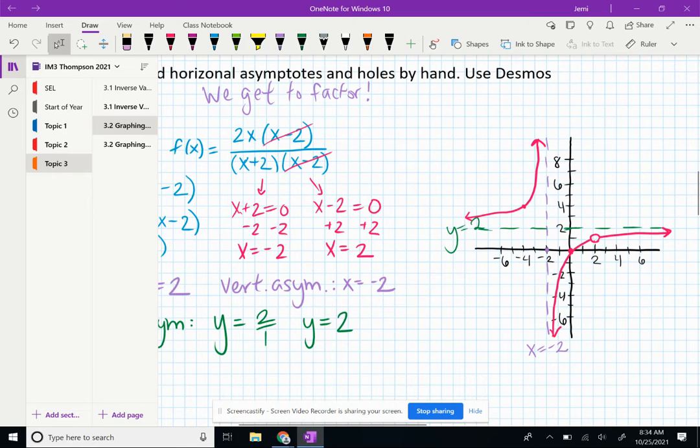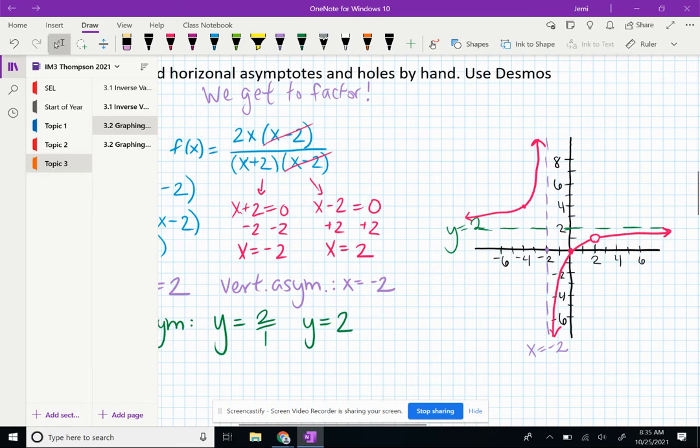If I plug in 2, I get 2 minus 0 is 0. 0 times something is 0. Anything divided by 0 is undefined. It's a point of discontinuity. The graph cannot exist there because I cannot divide by 0. It doesn't exist. It's undefined. So that's why I get this kind of hole in the graph.